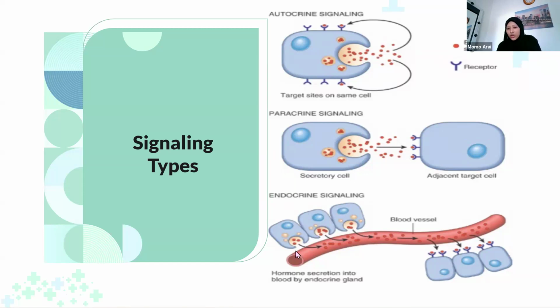So these will go and use the bloodstream. So you have hormones in your blood. So just think of it like that. The hormones will go through the blood and it will affect cells distant or away from the original cell. Okay. So these are just types of signaling. So auto, paracrine, and endocrine is hormones. So it uses the bloodstream.